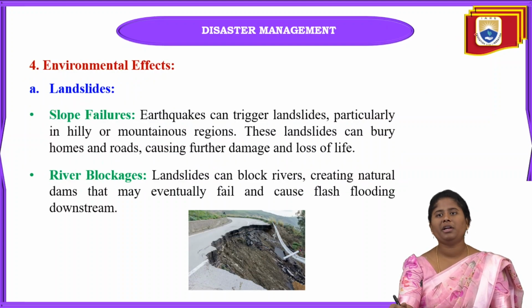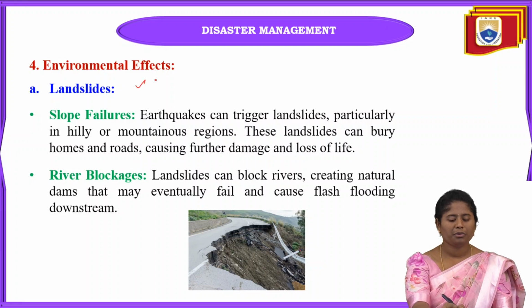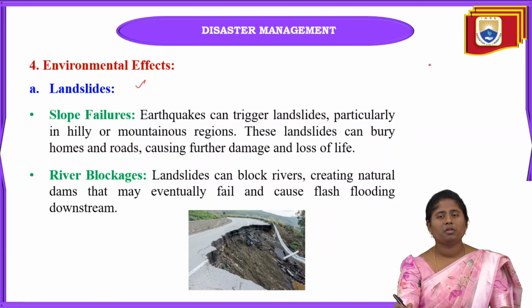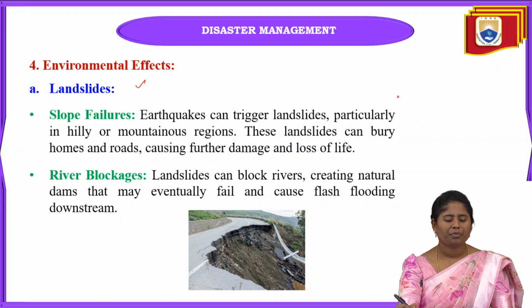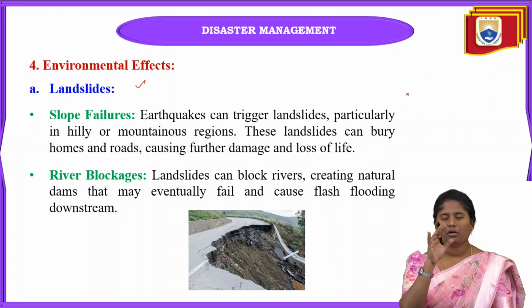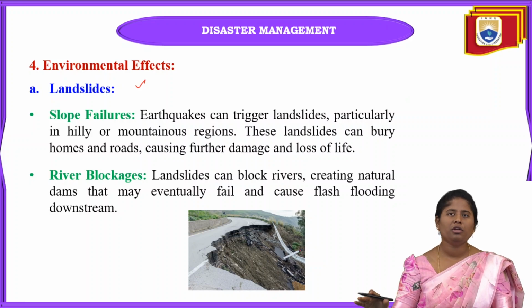Next one is environmental effects. In that, first one is landslides. Because of these landslides, slope failures will be there. When earthquakes occur, they automatically trigger landslides. These landslides occur in hilly or mountainous regions. When the landslide goes onto roads or homes, of course, it is going to cause a lot of damage, and loss of life will also be there at that time.